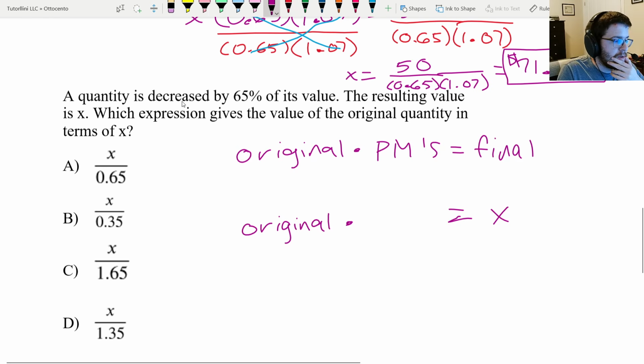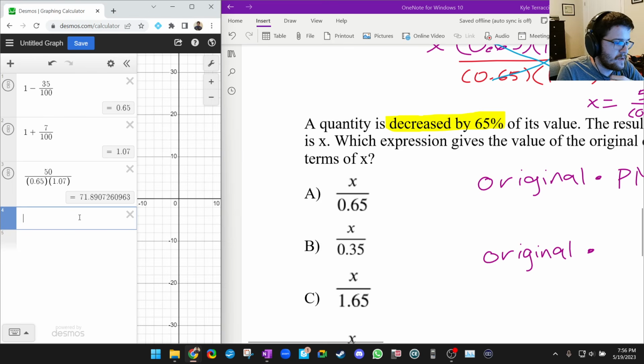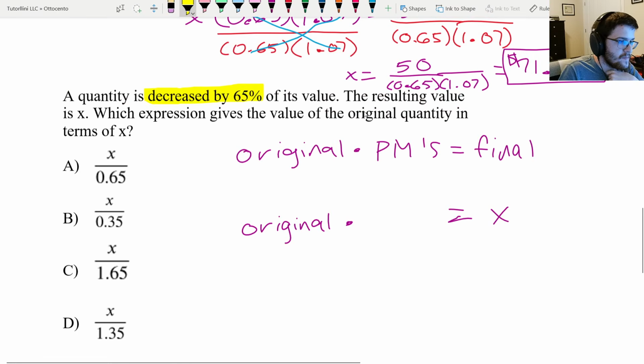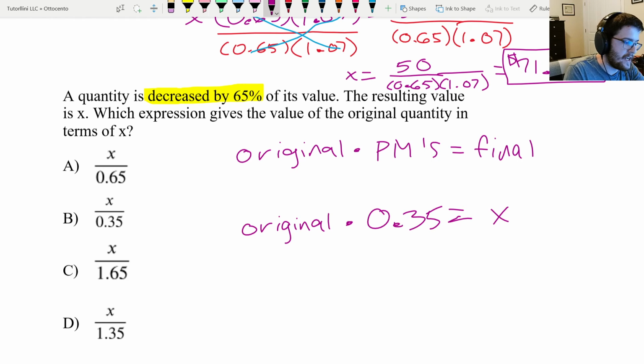All right, and the percent multiplier, decreased by 65%. I feel like for the most part you could get this one right. One minus 65 divided by 100. Okay, so that's 0.35. So we're going to put 0.35. And right away, you can kind of see, oh, it's probably B, right? But on the actual test, the trap answers might be more convincing.